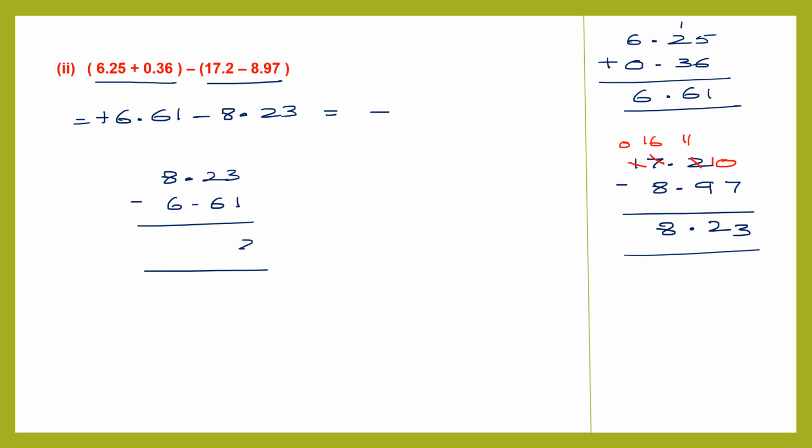3 minus 1 is 2. 2 minus 6 you can't do, so we're going to borrow from here 7. 12 minus 6 is 6. And we have 7 minus 6 is 1. 1.62. So let's write our answer here. Minus 1.62. So this is our final answer. Remember, when you see signs that are different, you have to follow this rule. Put the sign of the bigger number and do normal subtraction by putting the greater number first. So this is our answer.